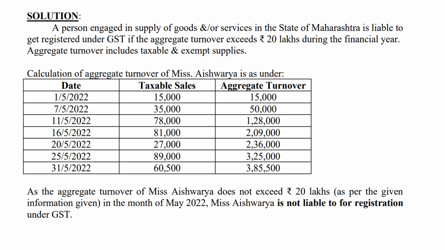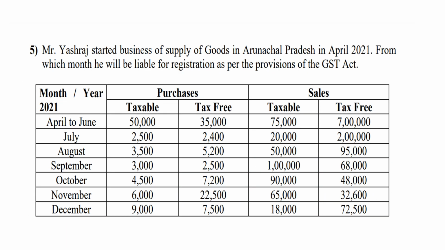Now let's see the next problem sum. Mr. Yashraj started a business of supply of goods in Arunachal Pradesh in April 2021. From which month will he be liable to register as per the provisions of GST? So we have months given from April till December, then taxable and tax-free purchases are given, and taxable and tax-free sales are given. When we are calculating aggregate turnover, we don't take taxable and tax-free purchases. So let's move to the solution.